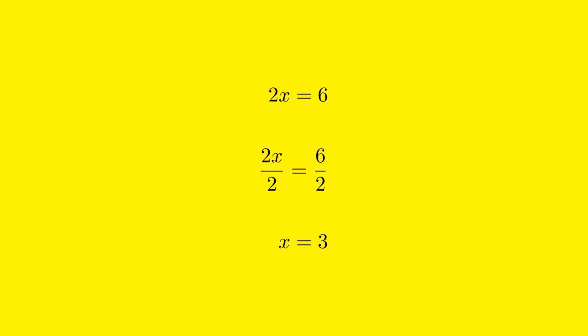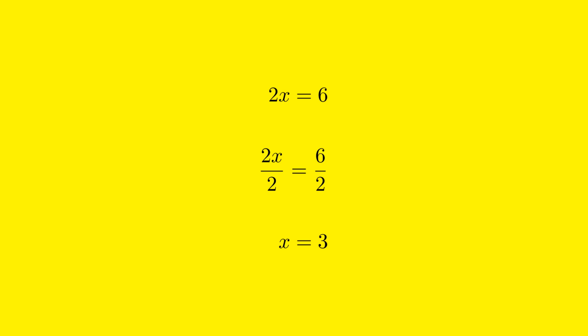On the left side, we have 2x. When we divide this by 2, the result is x. On the right side, we have 6. When we divide this by 2, the result is 3. After this division, our expression is altered. The new equation reads x equals 3.